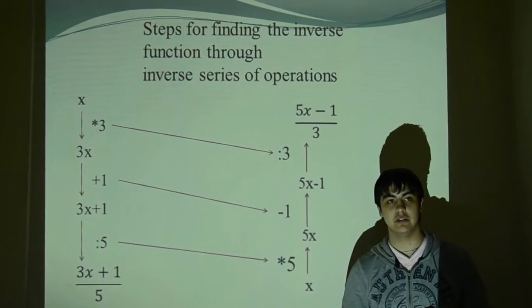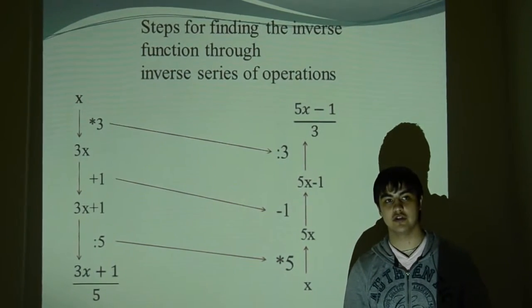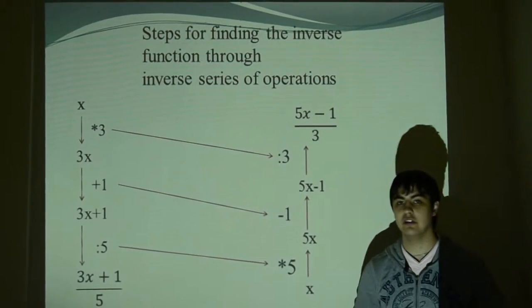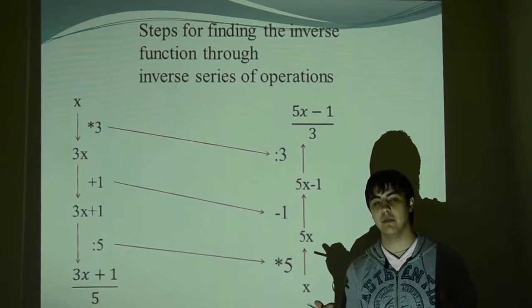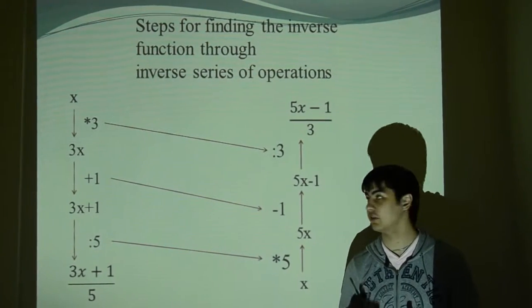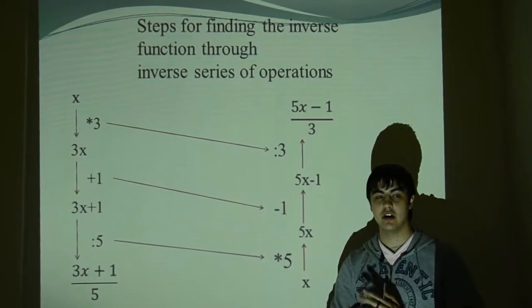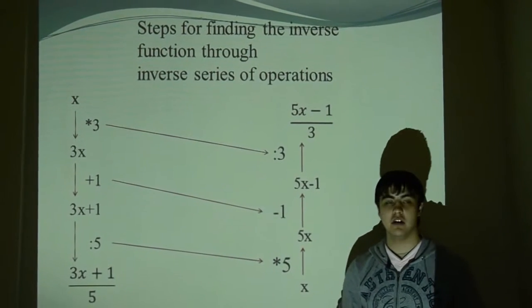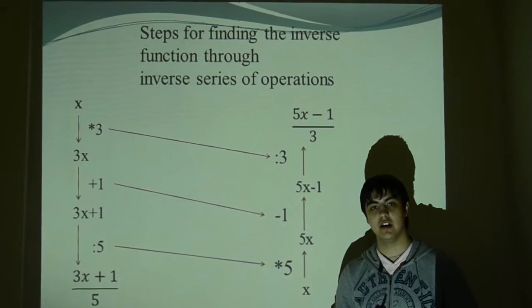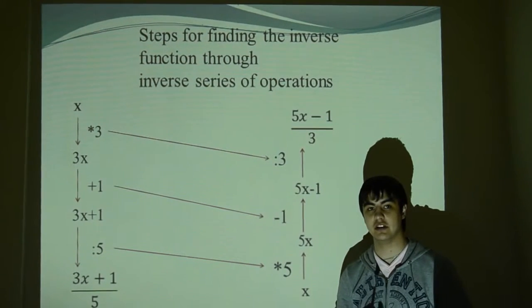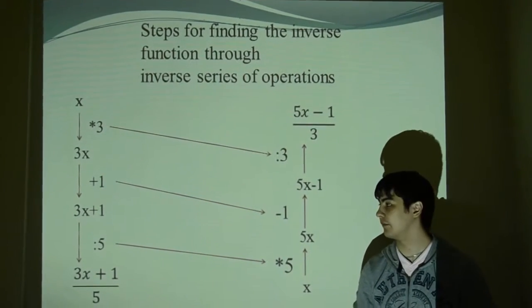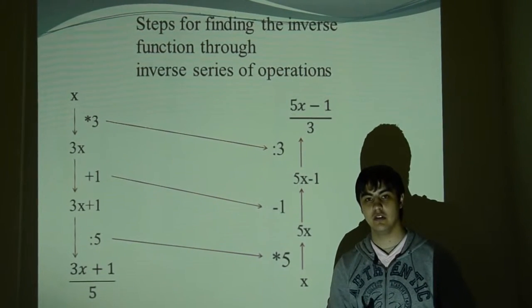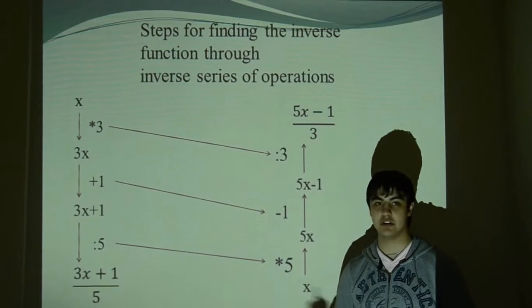In order to find the inverse function of the function y is equal to (3x plus 1) over 5, we have to create and look through the operations by which this function was created. First of all, there was x, but it was multiplied by 3, and we will get 3x. Then we add 1 to 3x, and we will have 3x plus 1. Our next step will be to divide 3x plus 1 by 5, and we have (3x plus 1) over 5.